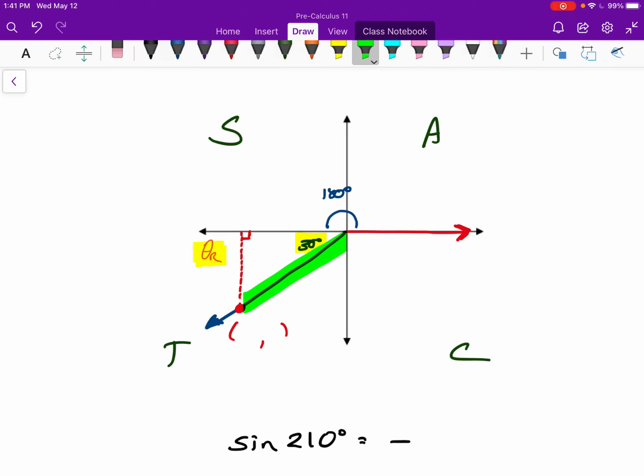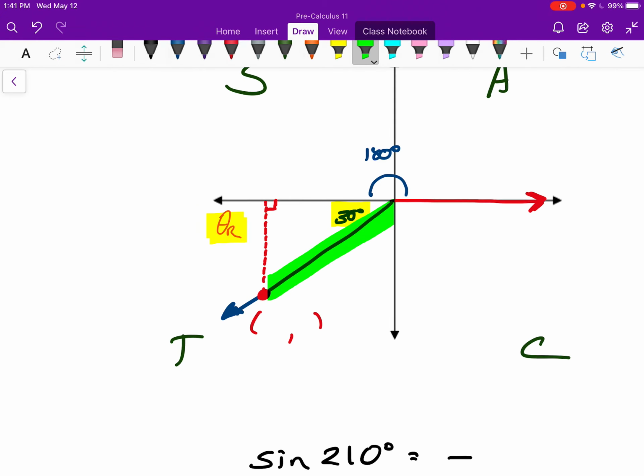Well, how can I figure that out? If there's a 30-degree angle right there and I have a right angle, then this must be 60, which means I can use one of our special triangles. For this special triangle, if the shortest side is 1, the longest side is 2, and the side in between is root 3. In terms of coordinates, the x-coordinate of this point must be negative root 3, because I'm to the left of the y-axis. Sorry, I got my x and y mixed up. The y-coordinate must be -1, because I'm down, and the radius must be 2.